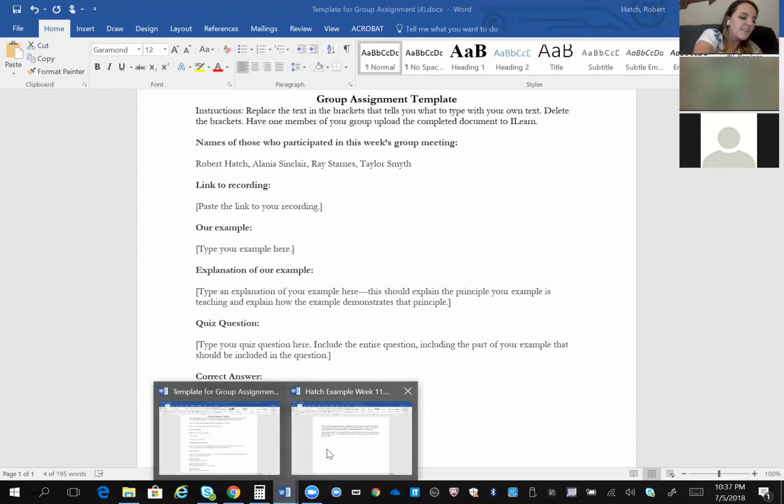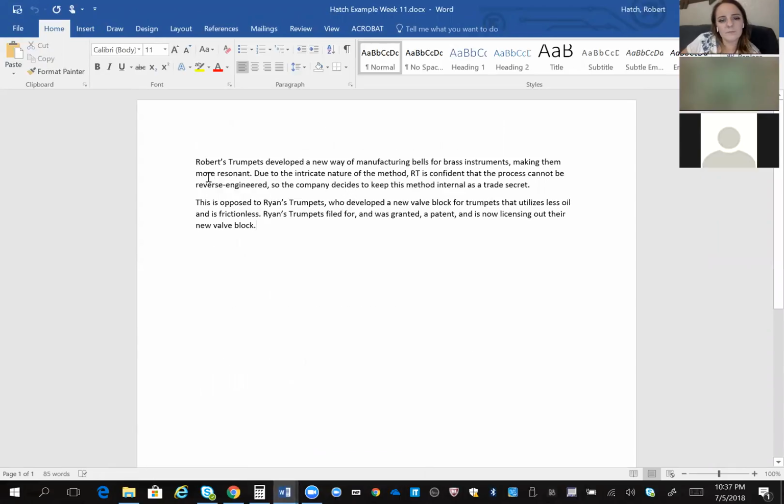Versus a patent. This is what I used, because I play the trumpet. Robert's Trumpets developed a new way of manufacturing the bells on brass instruments, making them more resonant. Because it's a really intricate method, the company didn't feel like they needed to file a patent, because the thing about filing a patent is you have to make everything public. I was even reading that if you don't provide the information, your patent's going to be denied. So they wanted to keep it internal and exclusive to them. They kept it as a trade secret, versus another trumpet company that developed a new way to build valve blocks, patented it, and licenses it out to other companies.